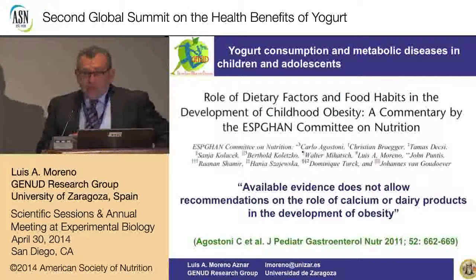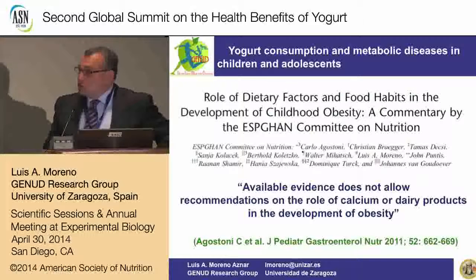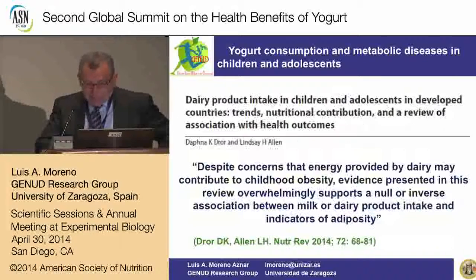In relation with obesity, this was already commented in the previous presentations, and in the case of obesity in children and adolescents, as a background, we had the opportunity of reviewing the role of different dietary factors and food habits in the development of obesity. And one of the conclusions was that available evidence does not allow recommendations on the role of calcium or dairy products in the development of obesity. This was published in 2011. It's a position paper of the ESPGHAN Committee on Nutrition that was led at that time by Raanan Shamir.